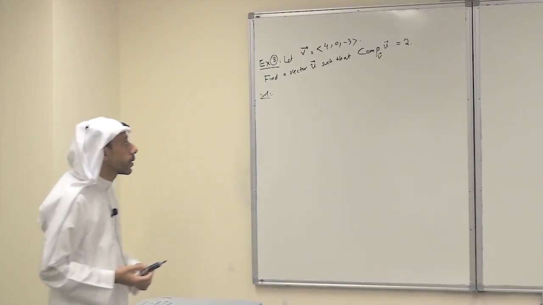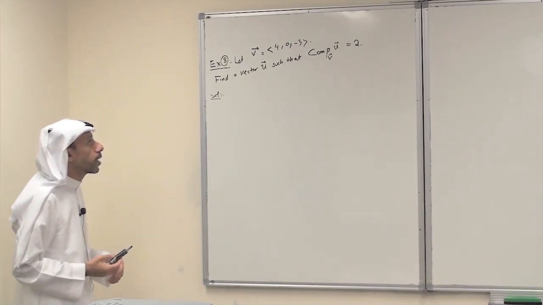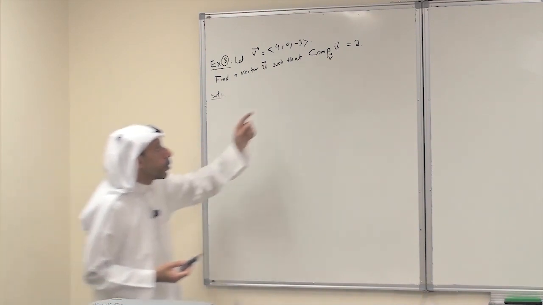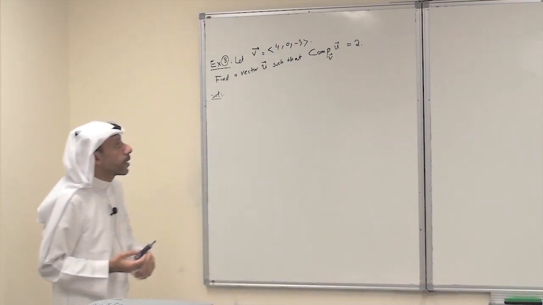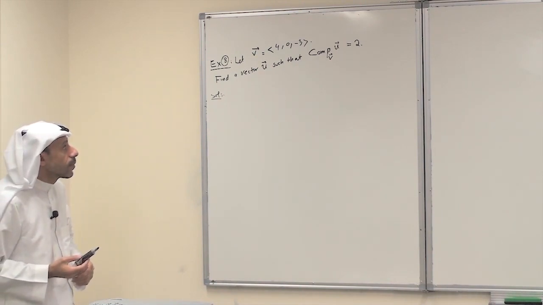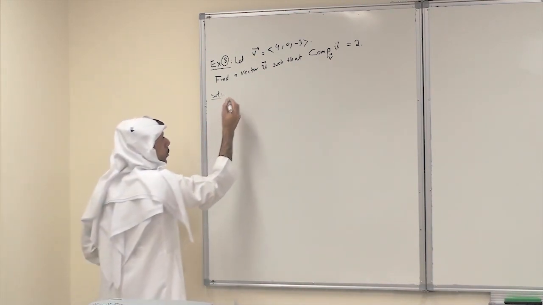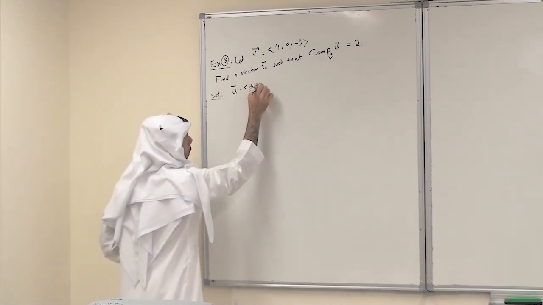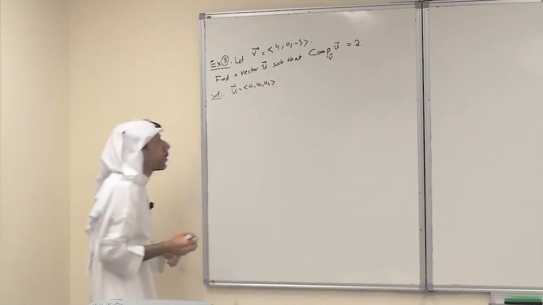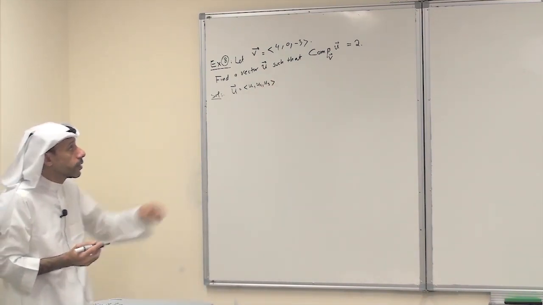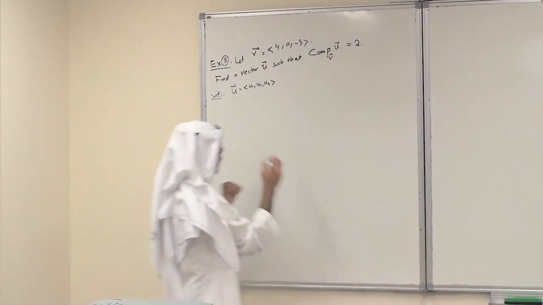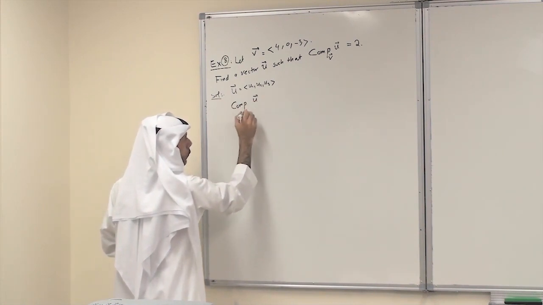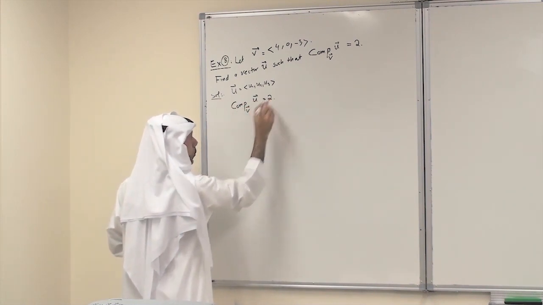Let's consider now the following example. Let V be the vector given by 4, 0, minus 3. Find a vector U such that the scalar component of U onto V equals 2. So we need to find a vector U. Let me call this vector U, just U1, U2, and U3. I need to find this vector U so that the component of U onto V equals 2.